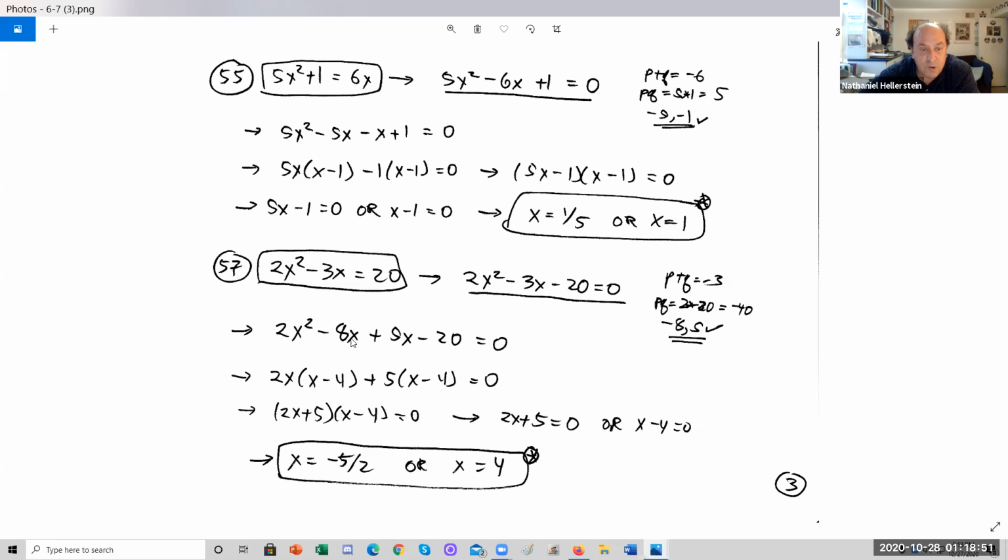These first two terms, 2x squared minus 8x, have a common factor of 2x, and when you divide it out, you get x minus 4. 5x minus 20 has a common factor of 5 times x minus 4. Pull out the x minus 4, and we're left with 2x plus 5 times x minus 4 equals 0. So the product is 0. Therefore, 2x plus 5 is 0, or x minus 4 is 0. The first gives you x is negative 5 halves. The second gives you x equals 4.